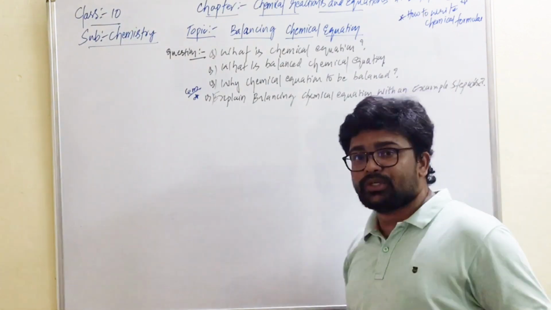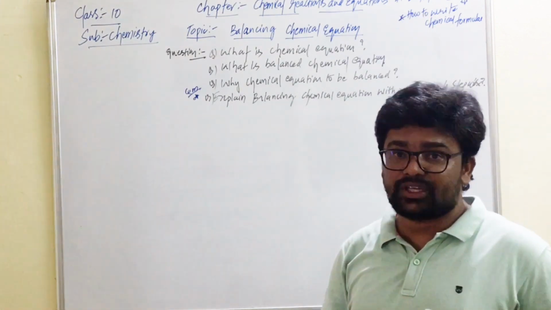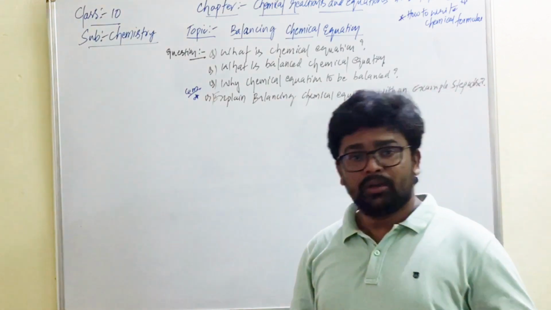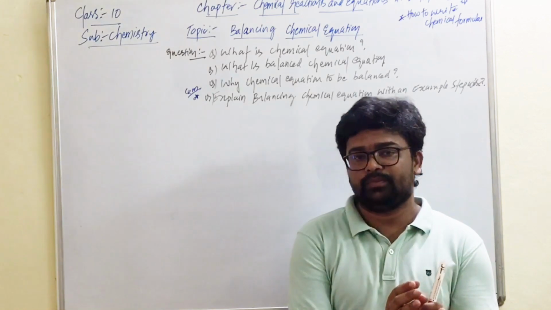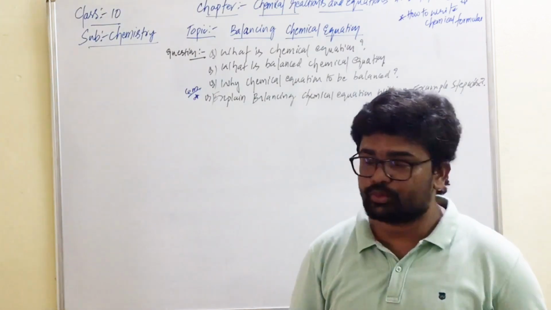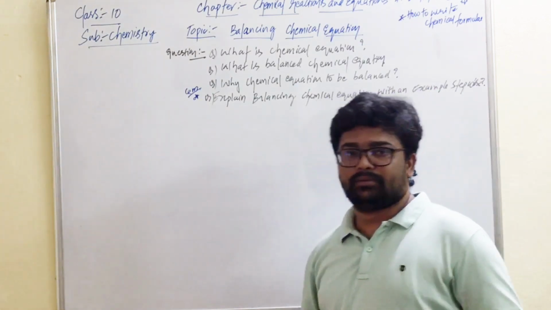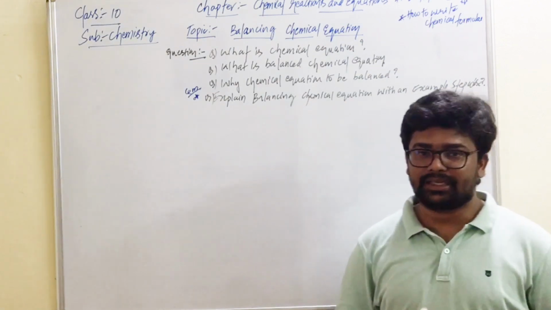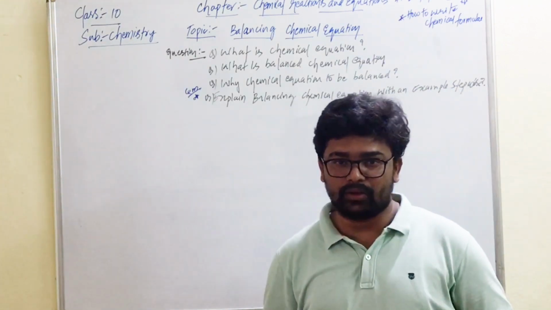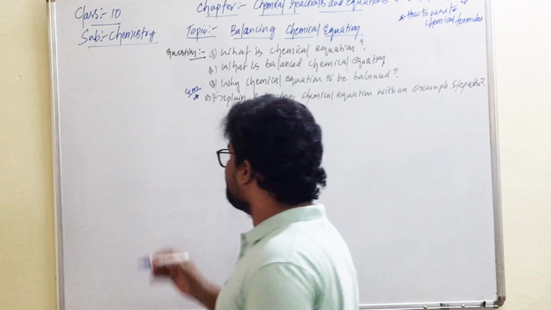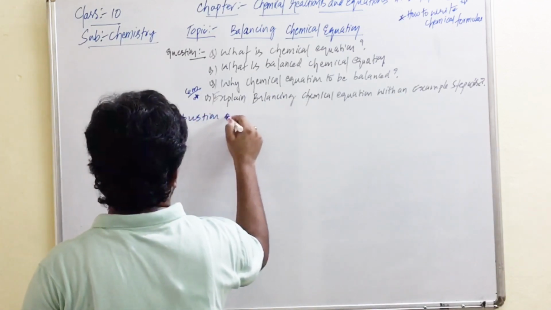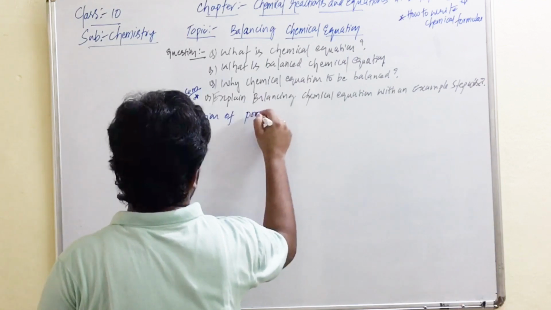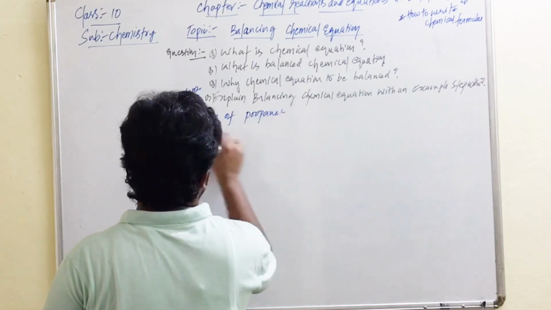Why should a chemical equation be balanced? According to the law of conservation of mass, mass is neither created nor destroyed but can be transformed from one form to another form. Hence a chemical equation should be balanced. Now let us learn how we balance a chemical equation in a stepwise manner. I will start with a good example, the combustion of propane. Let us start with this example.